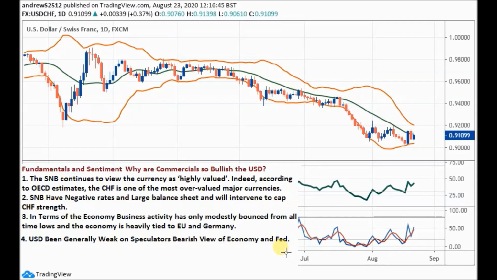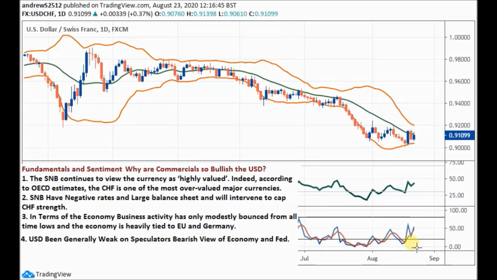Also, speculators in recent months had a bearish view of the Fed. They thought the Fed was going to move to yield curve control, which would be heavily bearish for the USD. We didn't think they would. They didn't. And the USD did bounce here on this blue.